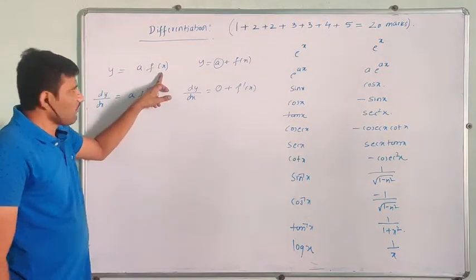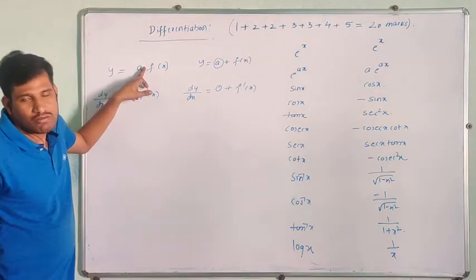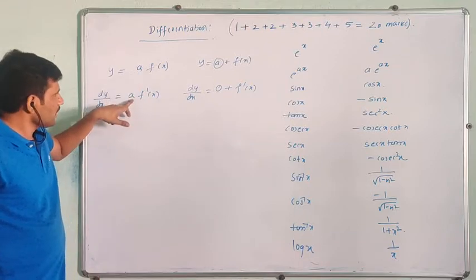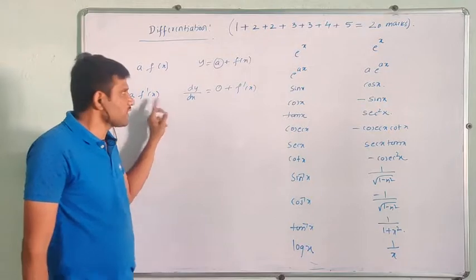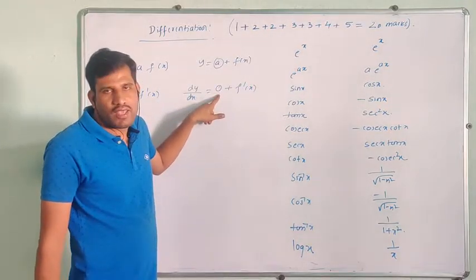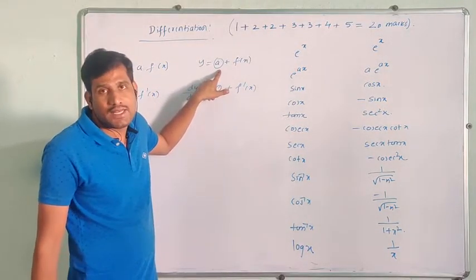Here a into f of x is there, a product between a and f of x, so this constant a we have to write as it is, and the derivative of f of x is f dash of x. Here the derivative of a is 0 because this a is an independent term.